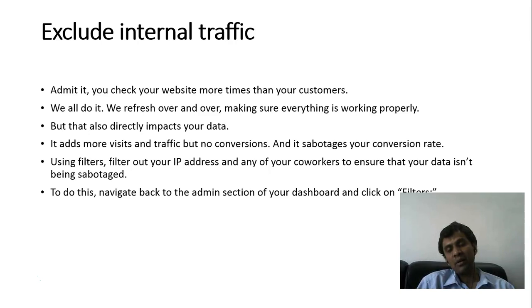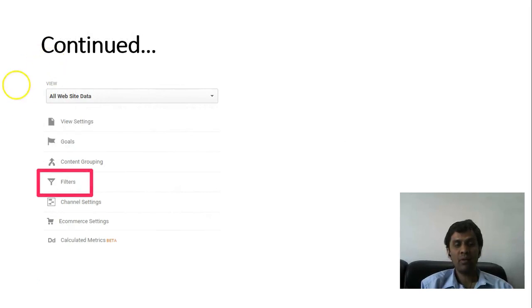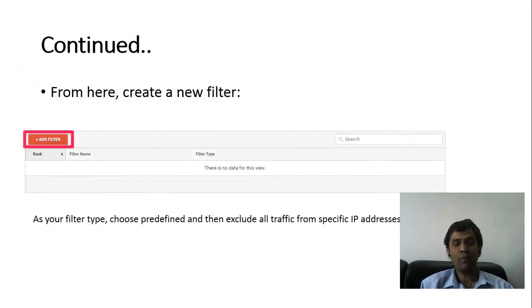To do this, you have to navigate back to the admin section of your dashboard and click on filters. Okay, so just click on filters here. From here, you have to create a new filter. As the filter type, choose predefined, then exclude all traffic from specific IP addresses.